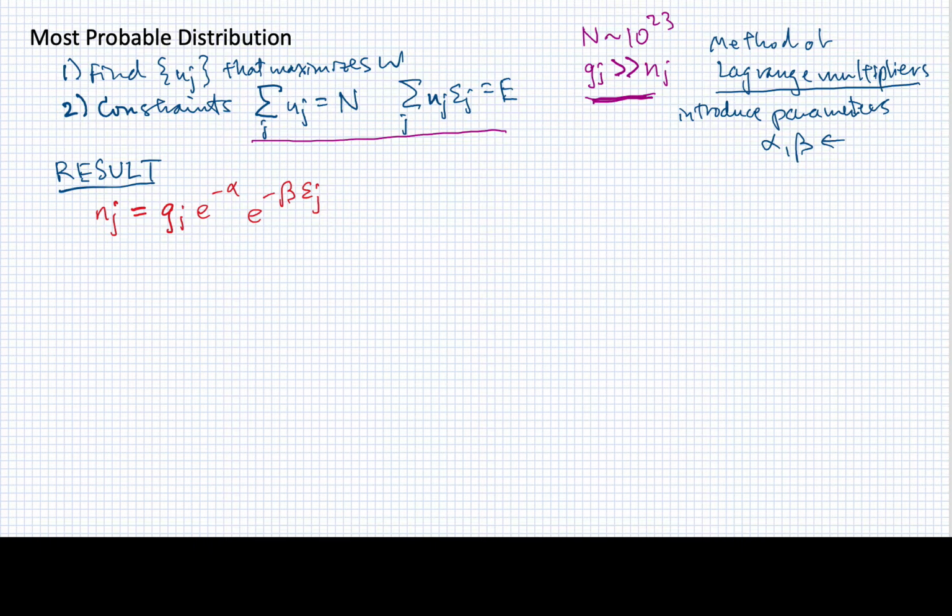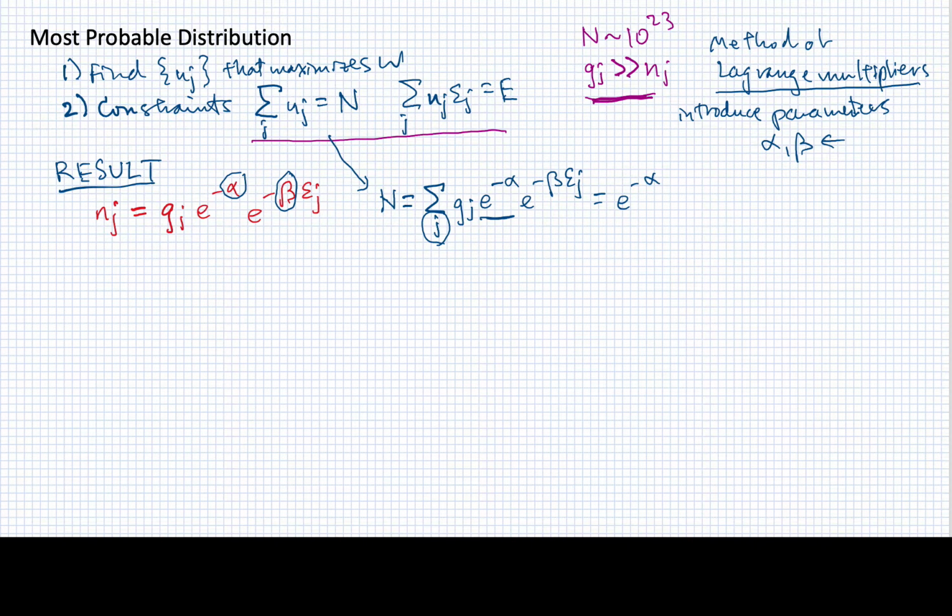So now the question is, how do we find these two parameters, alpha and beta? I'm going to show you explicitly how to find alpha, and then I hope you'll trust me in terms of what beta is. If we apply the constraint of the total particles, we would have N equal to the sum over n sub j, which is g sub j, e to the minus alpha, e to the minus beta, E sub j. Now, e to the minus alpha doesn't depend upon the summation index, so that means we can take it outside the sum.